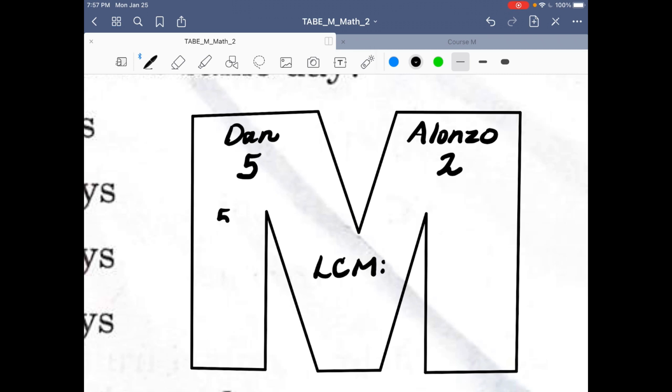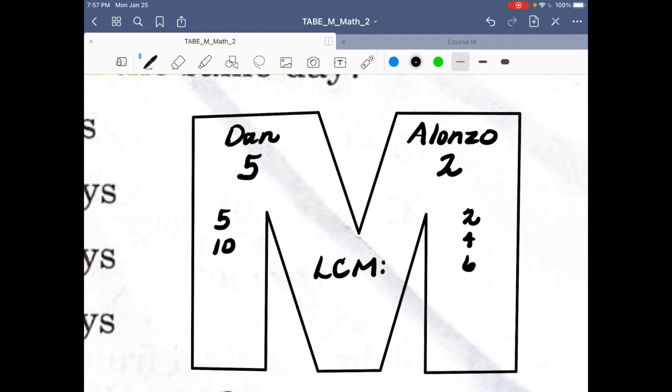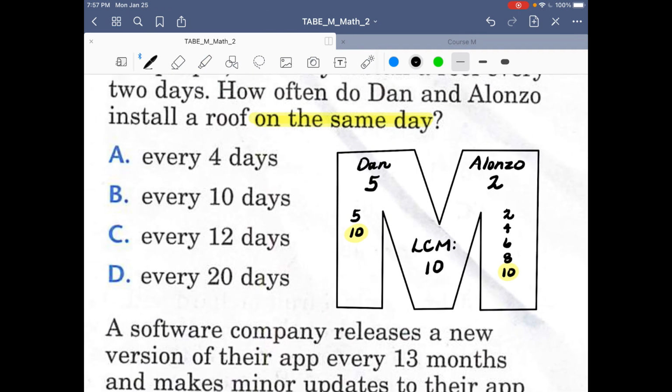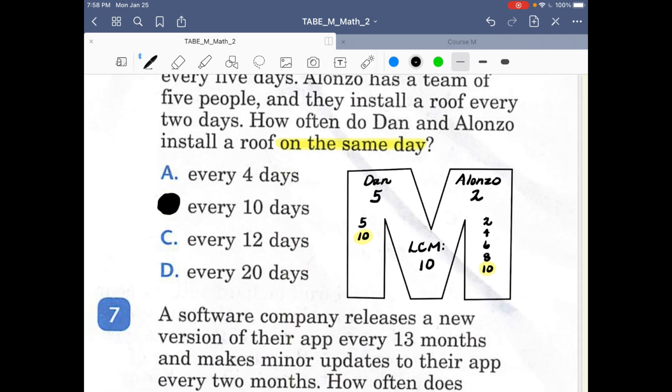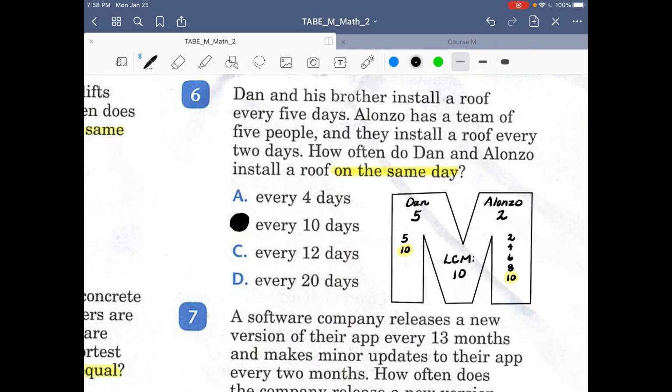So 5, 10, 2, 4, 6, 8, 10. On every 10th day, these 2 crews are installing a roof on the same day. So the answer to number 6 is B, as in boy.